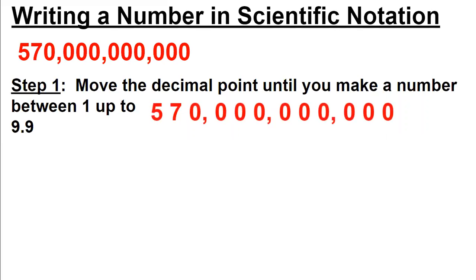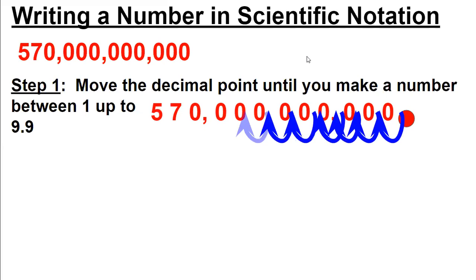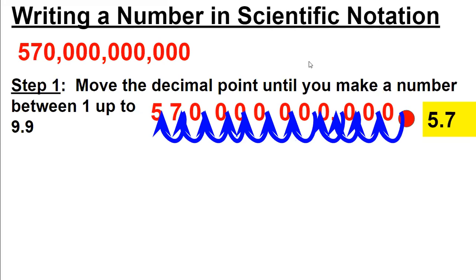There's our number. We're going to assume the decimal is at the end of the number, and we're going to just start our jumping. 1, 2, 3, 4, 5, 6, 7, 8, 9, 10, and 11. 5.7 is between 1 and 9.9, so that is where we will stop. And 5.7 will be the number we use.